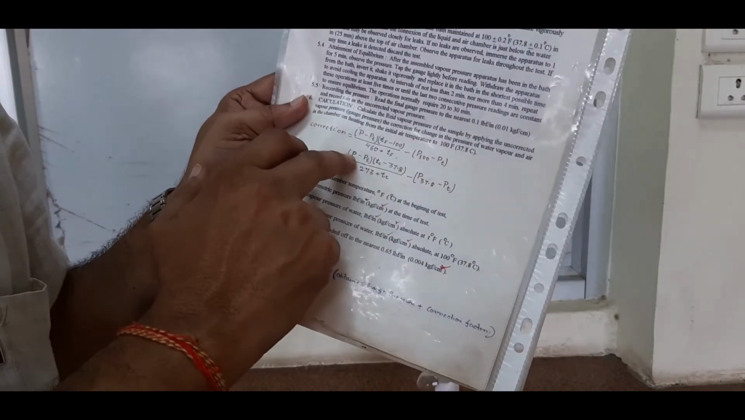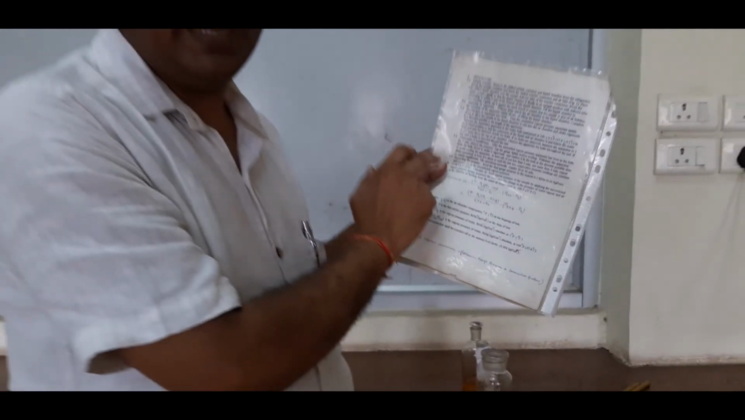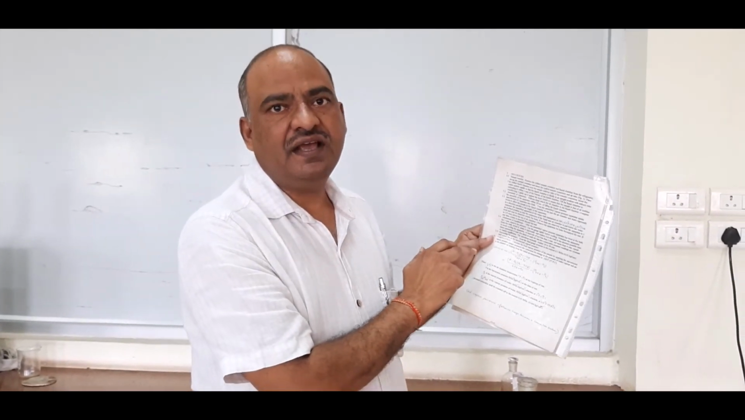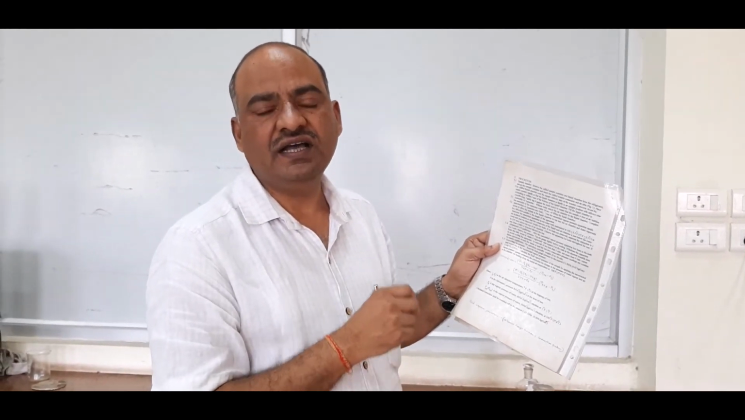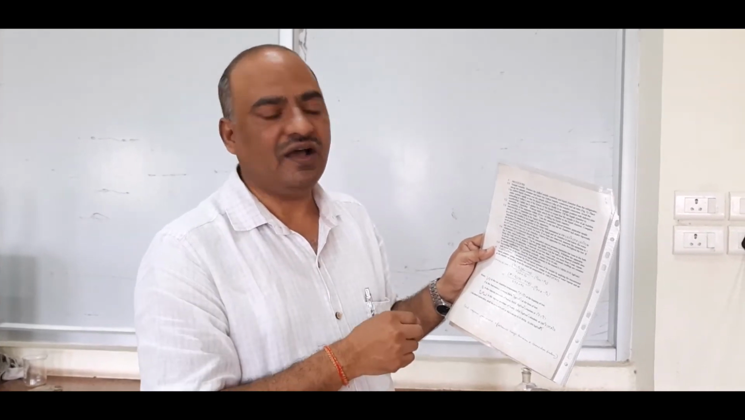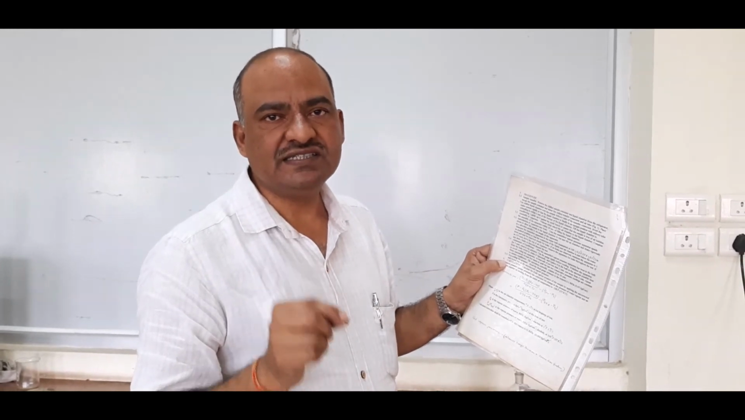By using this formula, we have to calculate the correction factor, then we have to add this correction factor to the observed RVP, and then finally we have got the RVP of this test specimen at 6.6 psi.